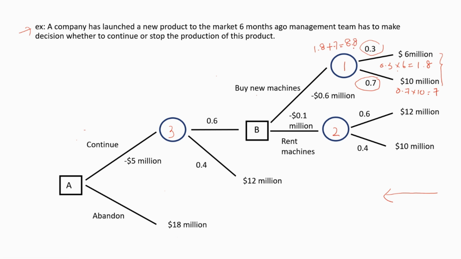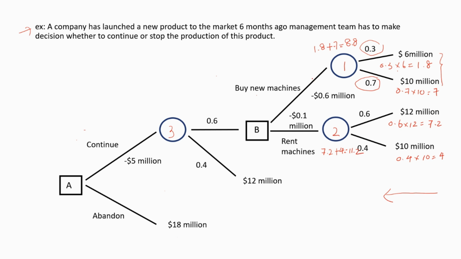Now let's calculate the expected value for outcome point 2. 0.6 multiplied by 12 equals 7.2. 0.4 multiplied by 10 equals 4. So the expected value for outcome 2 is 7.2 plus 4, 11.2.